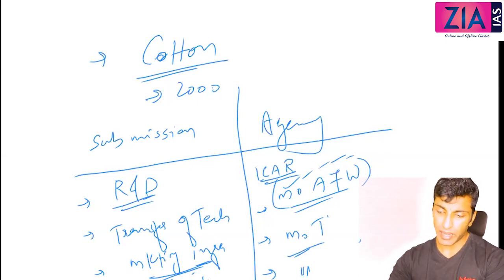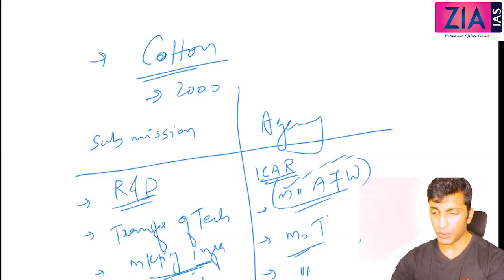Okay, so these are the main technology missions. Apart from this, a few other missions are there, like Mission for Integrated Development of Horticulture, which was launched in 2014, and then Mission on Coconut, Mission on Jute, Mission on Saffron, etc. But whatever important I feel we have discussed.